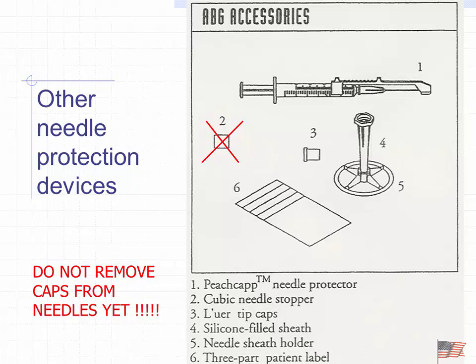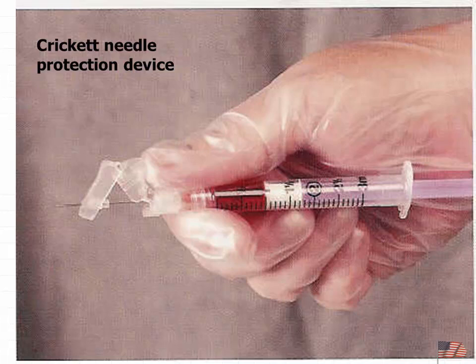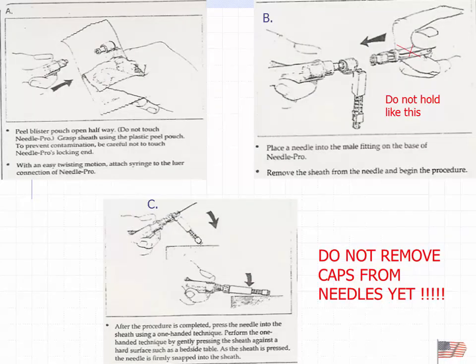Here's an example of one of these others, called a peach cap needle protector. There are all kinds of designs on the market to protect us from that sharp. Here's an example of a Cricket, and it's basically a little hinged piece of plastic that, as I slide my thumb forward, sheathes itself over the needle so I can take it and throw it away. No, not throw it away. Throw it into a sharps container. Let me rephrase that.